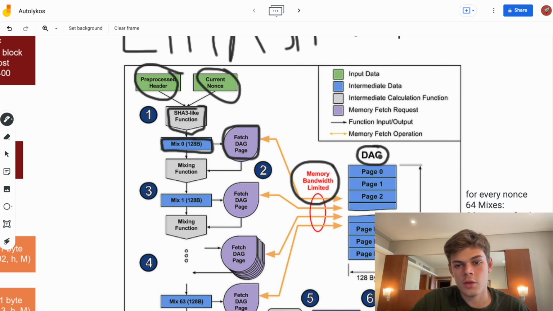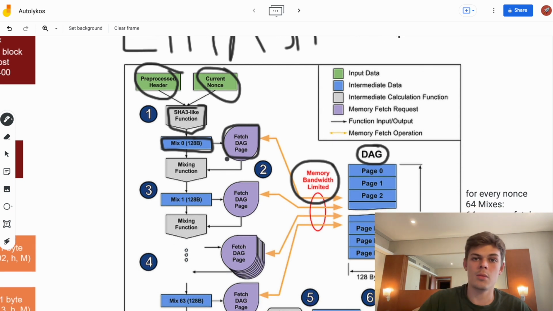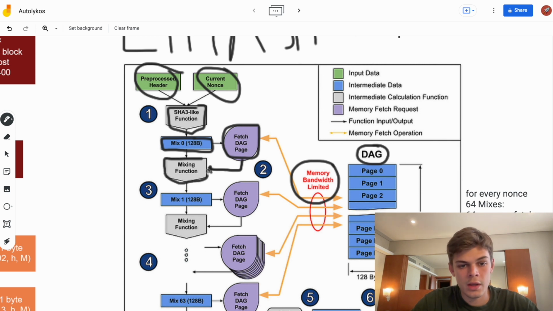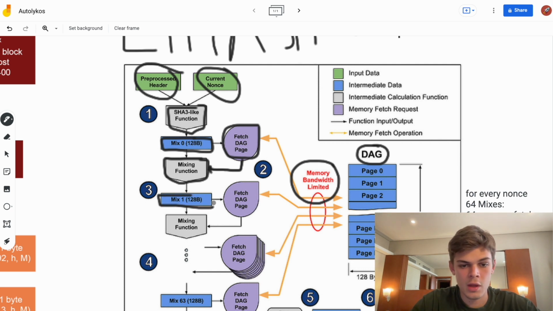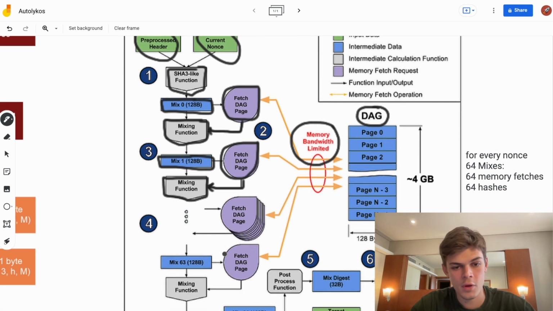But what's interesting here is that for every mix, in this case for Ethash, you're fetching memory. So that's why it's memory bandwidth limited. And then if we go on to mix 1, you basically have a mixing function again, which mixes the previous mix and the newly fetched data, and then it creates mix 1. What happens then, based on the value of mix 1, you have another data fetch, which is another DAG page, and then another mixing function occurs. And this keeps happening, I believe, 65 times, something like that.